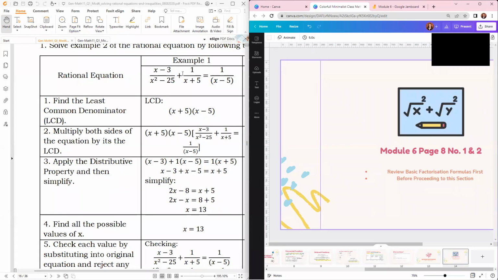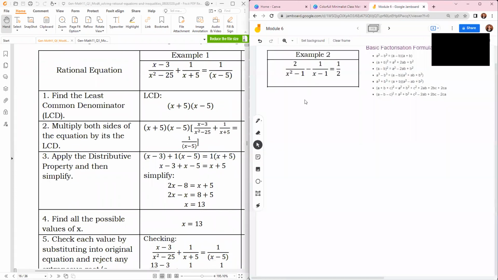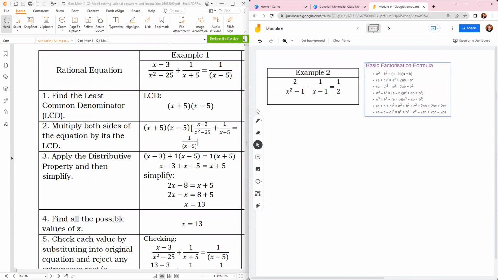So let's look at Module 6. We are going to follow this example, but I'm going to demonstrate it in Google Jamboard, okay? This is our basic factorization formulas which we are going to use in order to solve this example. What we want in solving this is to get the value of x in this rational equation. It's an equation because of its equal sign.